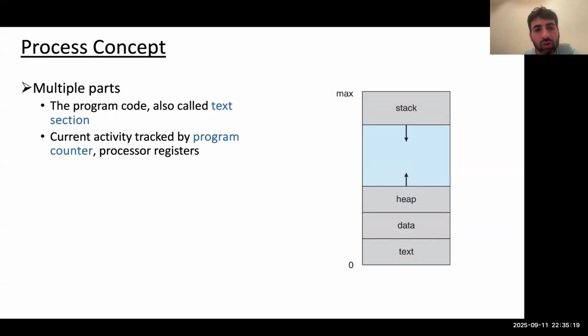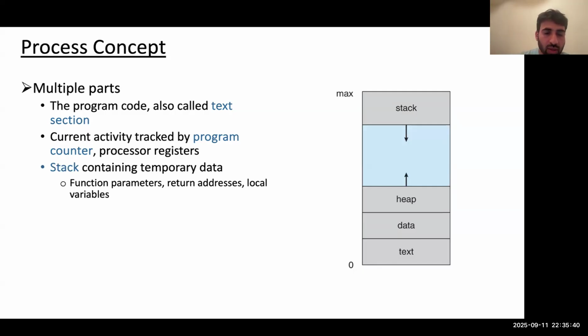The current activity of your process is tracked by the program counter and other processor registers. The program counter tells you what next instruction is going to be executed in the instruction sequence of your process. And other processor registers are used to hold the data which is operated on by the instructions of the process. Stack, let me just select the pointer.